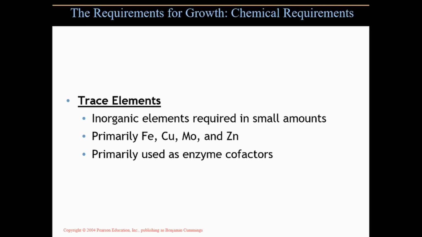And then trace elements, trace meaning needed in very small amounts. We don't need many of these. Primarily, and I keep saying we, but this is supposed to be from the aspect of bacteria, but we need trace elements as well. For bacteria, it's primarily iron, copper, molybdenum, and zinc. So those are the four that are needed in small amounts. We need small amounts of these elements as well. Too much can be a bad thing, and so that's why only very small amounts of them are needed, and most of them are used as enzyme cofactors to enable the enzymes to carry out their function.